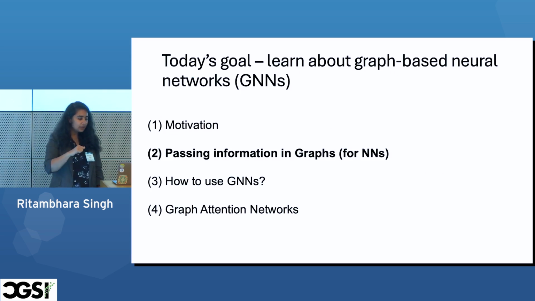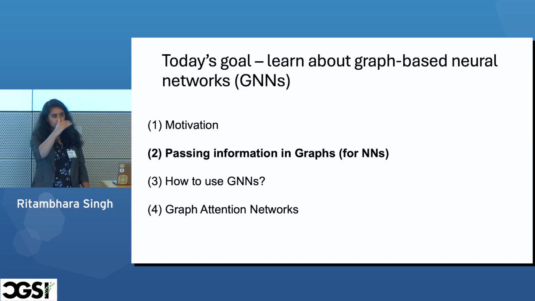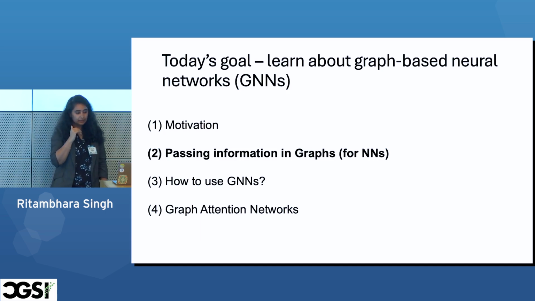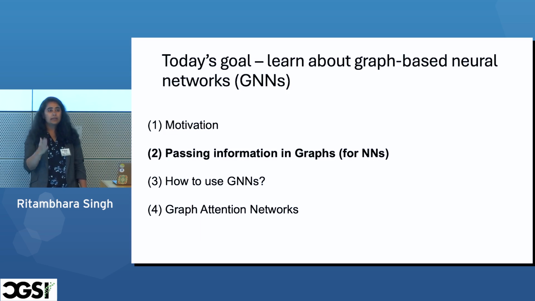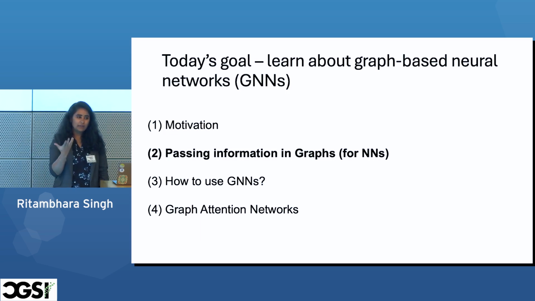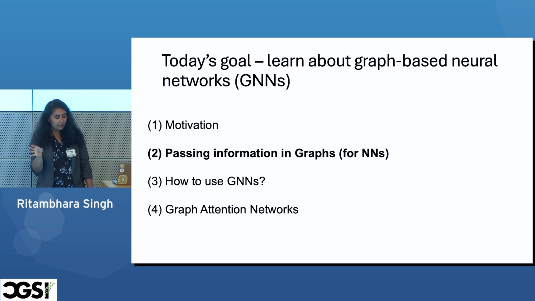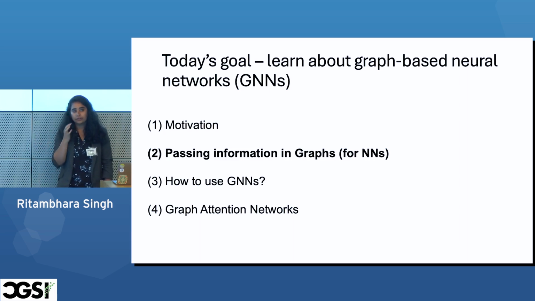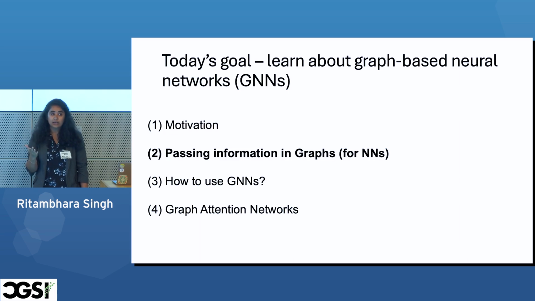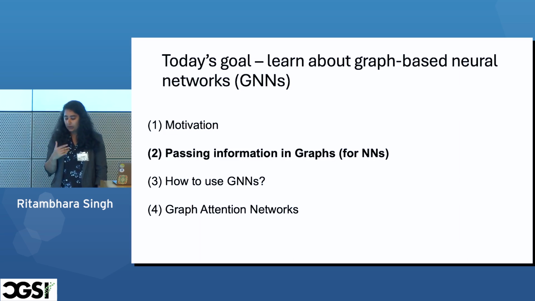And so next what I'm going to discuss is how do we do this information passing in graphs for neural networks. Then I'm going to briefly talk about how do we actually use these graph neural networks. And I'll end it up with a very nice formulation of graph neural networks called graph attention networks, which are very popular in the field.